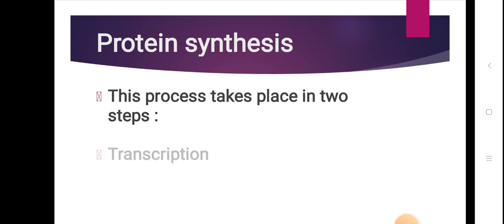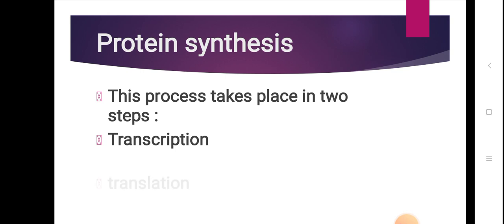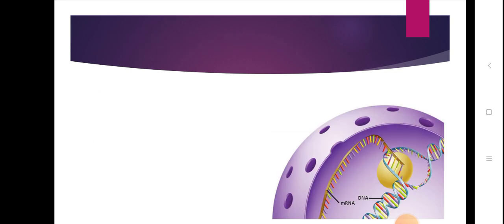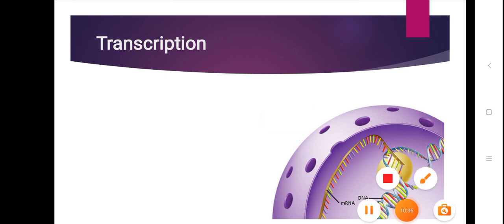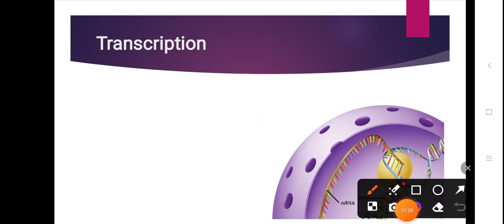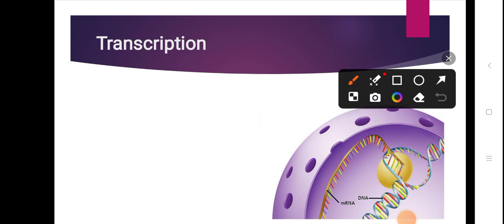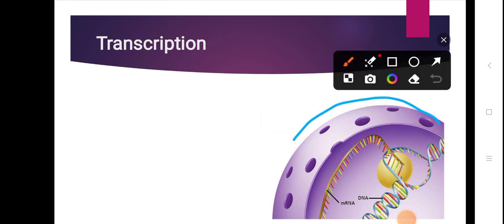Okay? The first step is called transcription, and the second step is called translation. Let's start with the first step, transcription. As you see here, we have the structure of the nucleus. This is the nucleus, as you see.